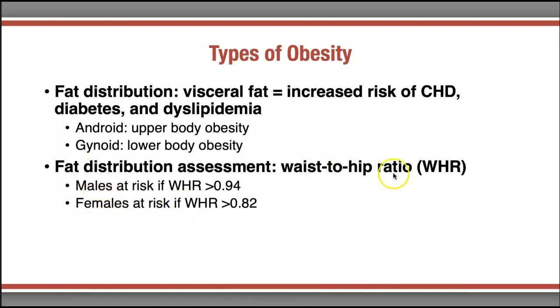Another one that you could do is a waist to hip ratio. We've done that in some of our classes, where you're measuring the hips and waist. If you have a waist to hip ratio of over 0.9, that would be an at-risk person, and for females it would be over 0.8.